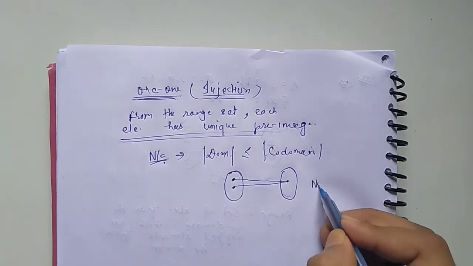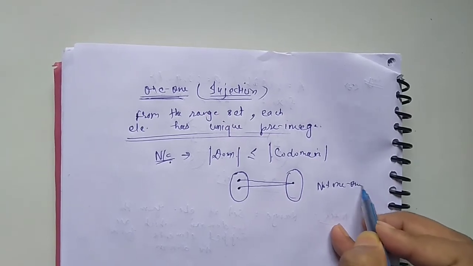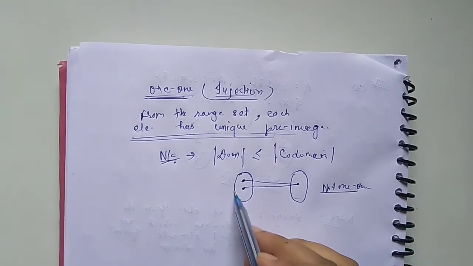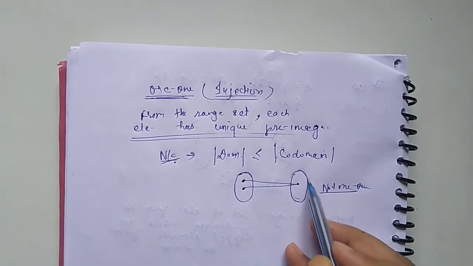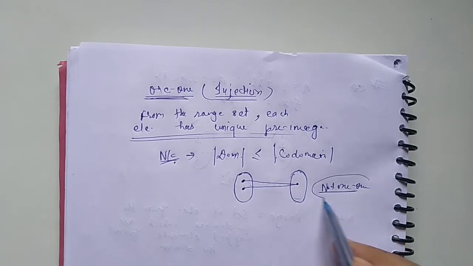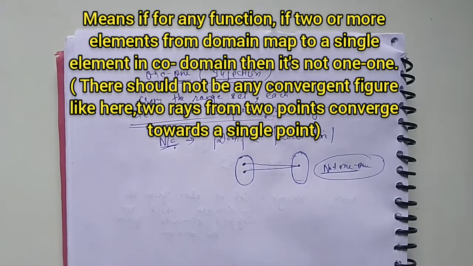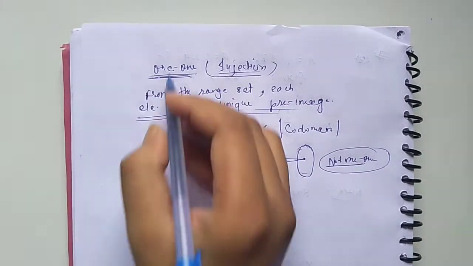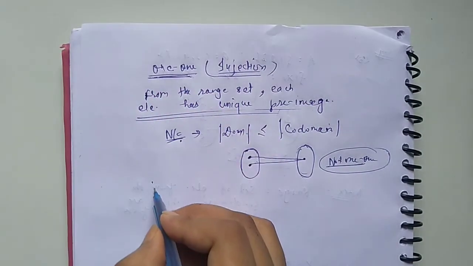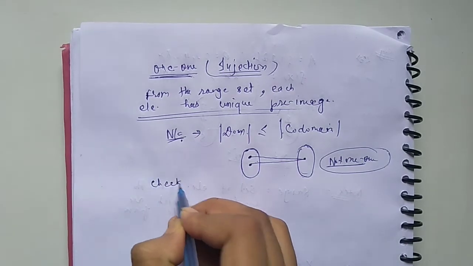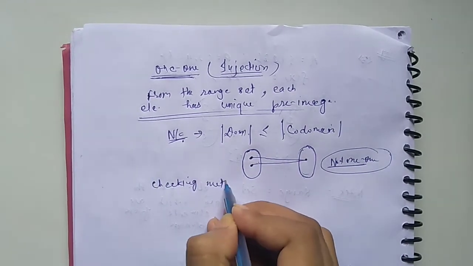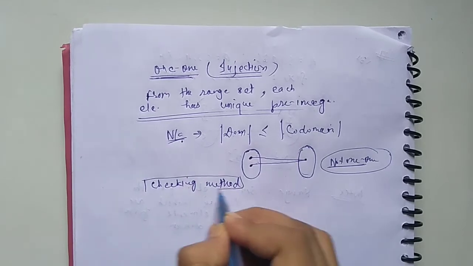So both these elements will be mapped to a single element. So this is not 1, 1. That means if the cardinality of domain is greater than the cardinality of codomain, then there exists no 1, 1 map. If you want to see some method to check whether a function is 1, 1 or not, this is the checking method for 1, 1.